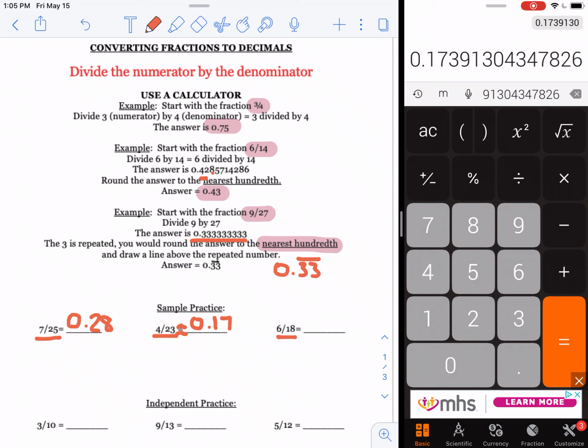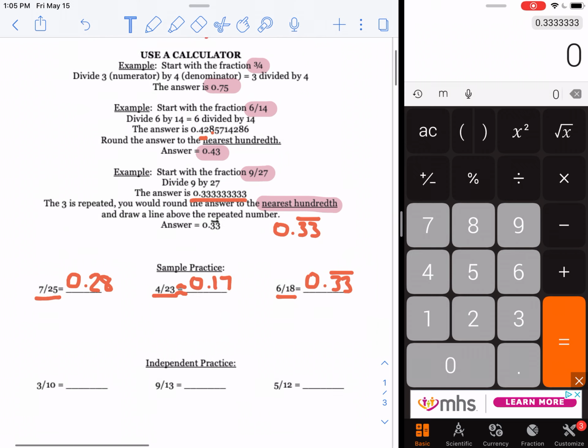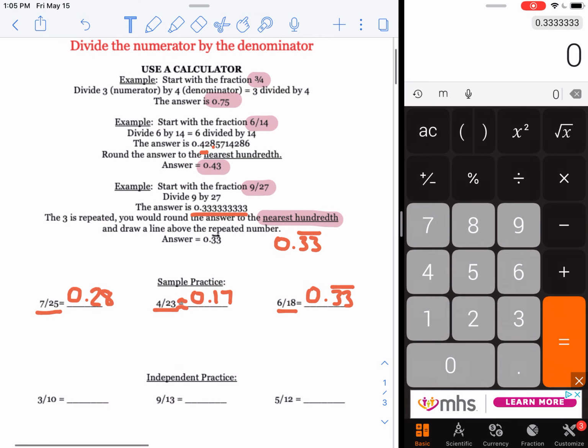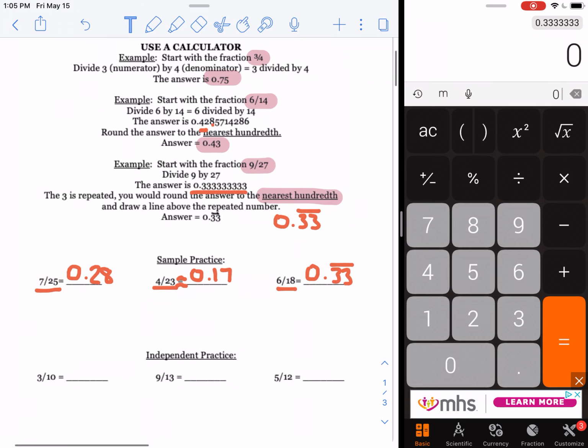Then our third sample here is going to be 6/18. Again, top number 6 divided by bottom number 18. In this case, we have a repeated decimal. We have no ones, and the 3's are going to repeat. So I'm going to write only 2 places after the decimal and draw that straight line over it. That's the mathematical symbol for the fact that that answer is being repeated. So right now I want you to use what we just did, pause the video, and try the 3 independent practice problems, and then come back to check your answers.